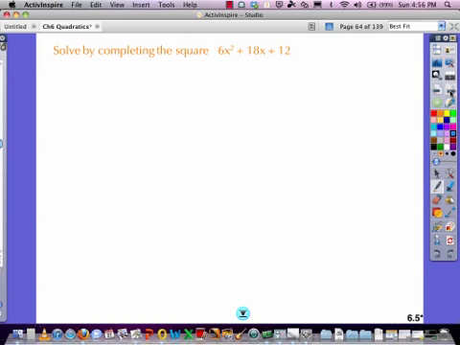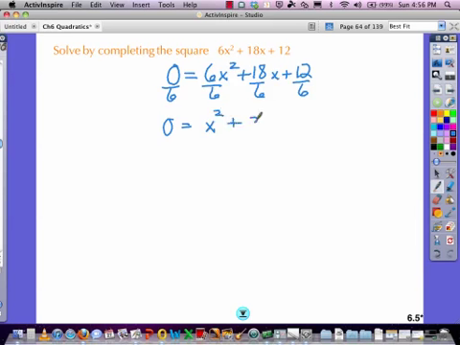So we have 6x squared plus 18x plus 12. If we're going to be solving, we want everything to be 0. So we're going to go 0 equals 6x squared plus 18x plus 12. Now, again, we need to divide by 6 first because we do not have an a term of 1. That'll give us our a term of 1. So divide every term by 6. When we do that, 0 equals x squared plus 3x plus 2.